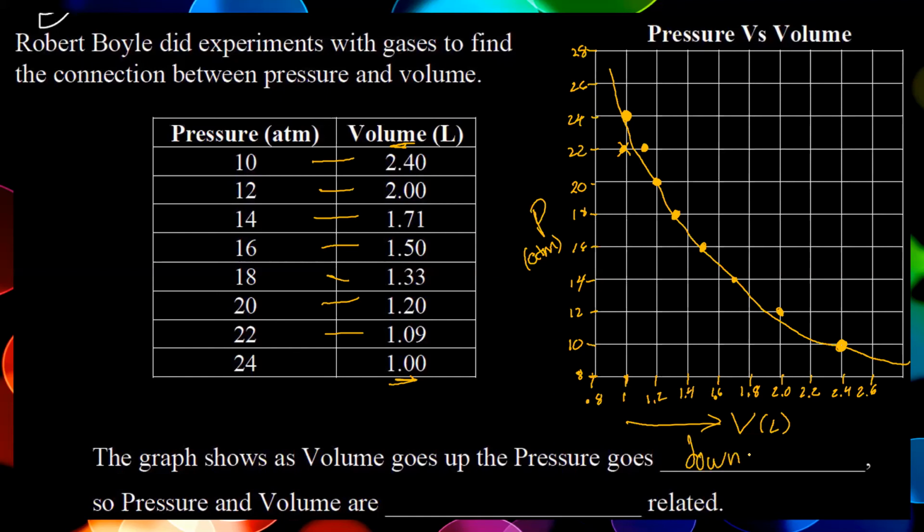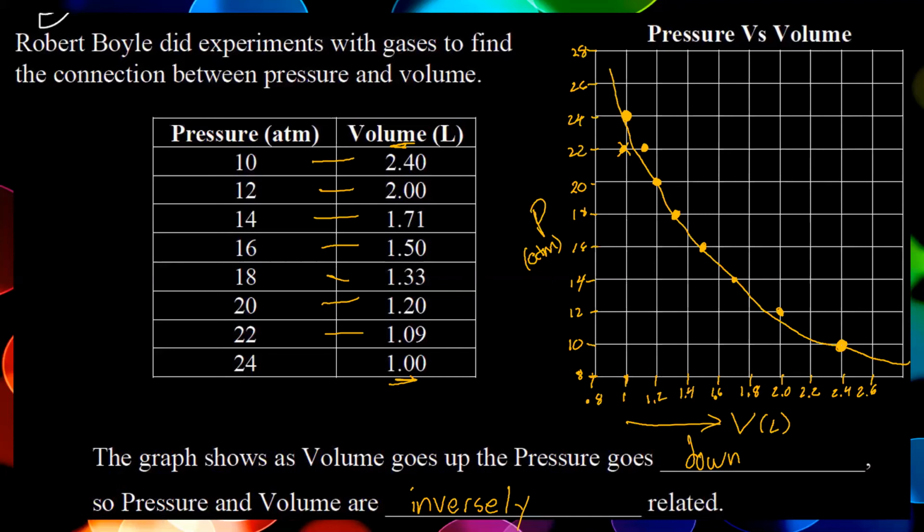As volume goes up, pressure's going down. As one goes one way, the other goes the other way. We have a fancy word for that. I don't know if you've ever heard this in math class, it is a math word. They are inversely related. It means if one goes up, the other goes down. If one goes down, the other goes up.